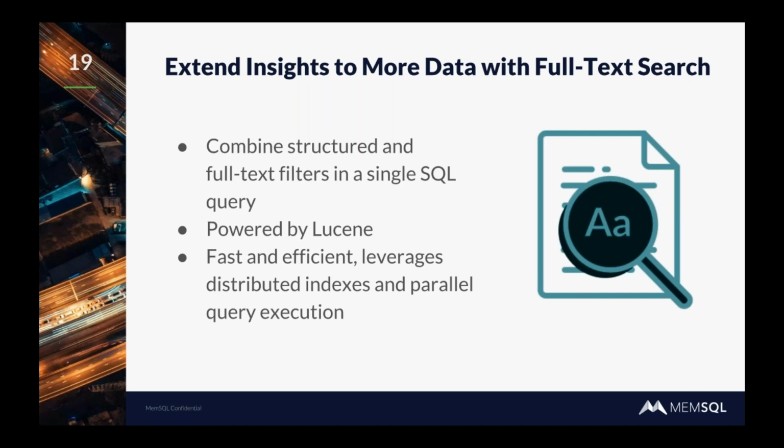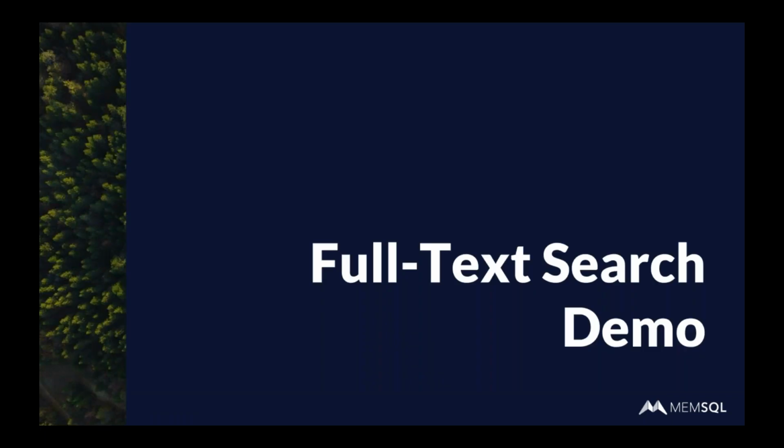The capability in 6.5 for full text is powered by Lucene. So we basically took a snapshot of the Lucene C++ implementation and brought that into MemSQL. It's an open source system, and we've built that capability into MemSQL and extended our query processing and data definition to be able to use full text search. So it's really fast and efficient. It's fully distributed and fully parallel in execution.